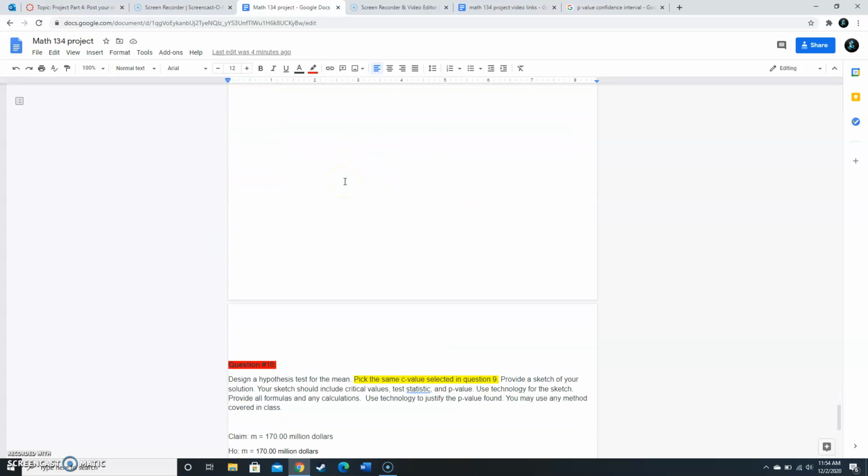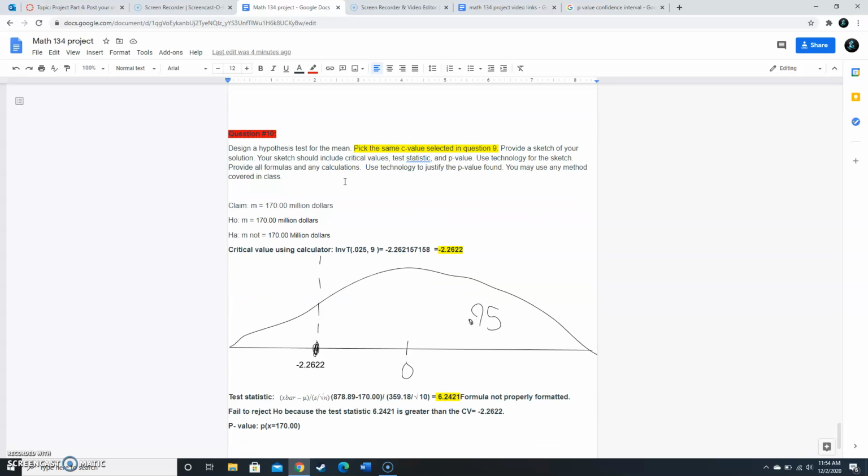I'm sorry. And then number 10: design a hypothesis test for the mean. Pick the same c-value selected in question 9. Provide a sketch for your solution. Your sketch should include critical values, test statistics, and p-value. Use technology for the sketch. Provide all formulas and any calculations.